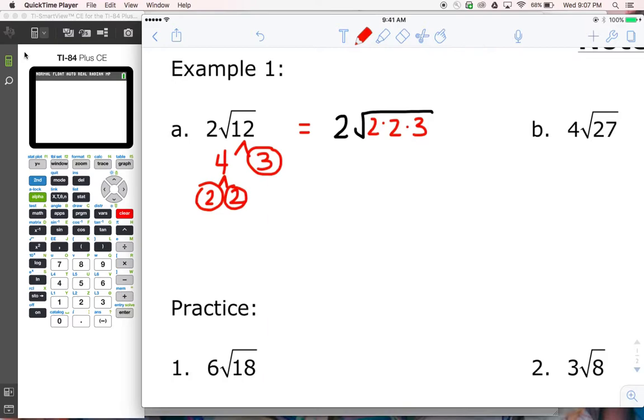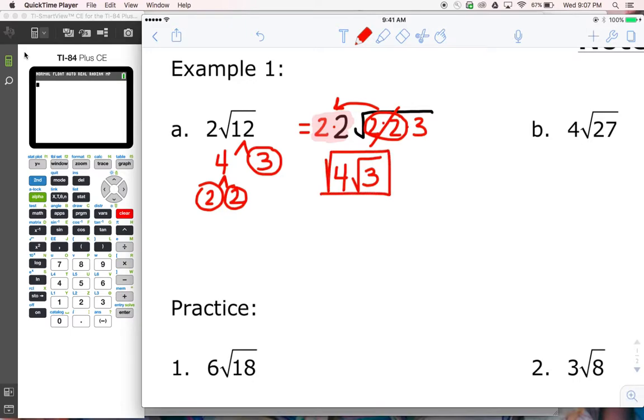So in this case, I have a pair of 2's. So the 2's get to leave. They get to be written on the outside, and they're not on the inside any longer. The key here is remembering that whatever is outside gets multiplied together out there. So my final answer for this would be 4 square roots of 3.